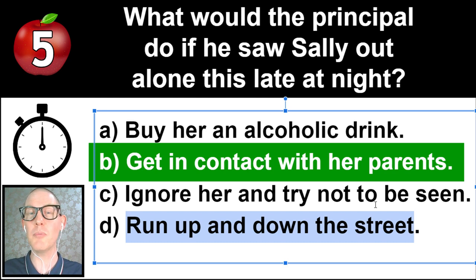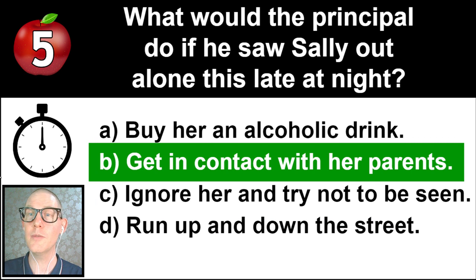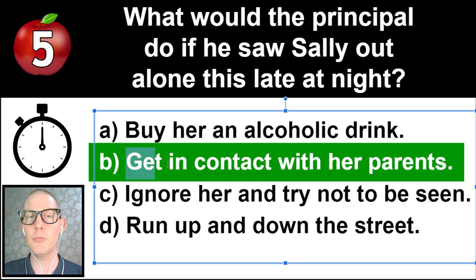All right, run up and down the street. I don't know. I suppose it's possible in some scenario, but that's not very likely because there's no reason for him to run up and down the street. He might be like, "Hey, Sally, are you okay? Why are you out here all alone by yourself? Are you cold? Do you need something to eat?" Something like that. So the best answer is B, get in contact with her parents.